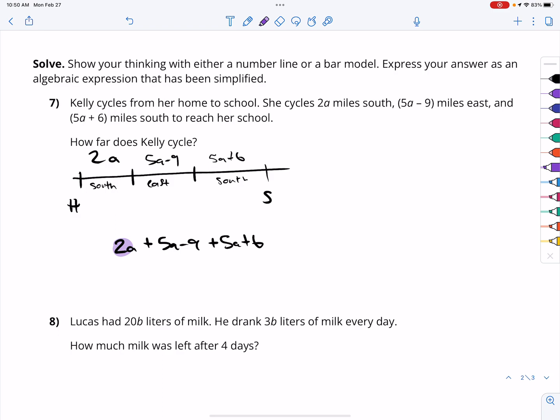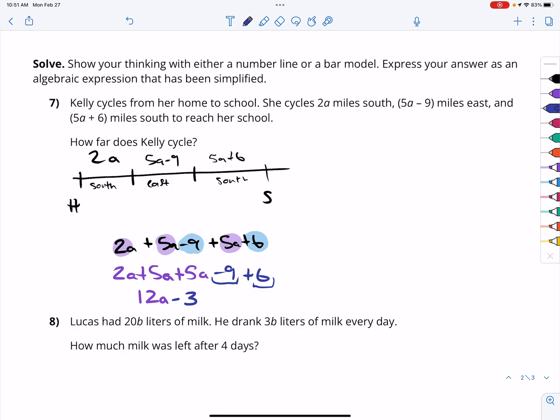So I'm going to color code. Here's my terms with the variable a. Then I have constants here. I'm going to rewrite 2a plus 5a plus 5a, minus 9 plus 6. So when I combine those a's, 2 plus 5 plus 5 is 12a. So then we're taking away 9 and then adding 6. So you're spending $9, gaining 6. You're still at a loss of 3, or you're still going to be subtracting 3 from there. So your answer is Kelly cycled 12a minus 3 miles.